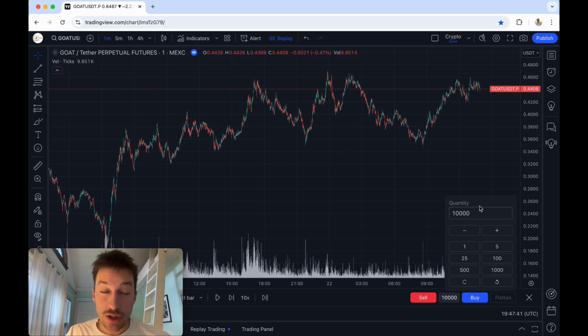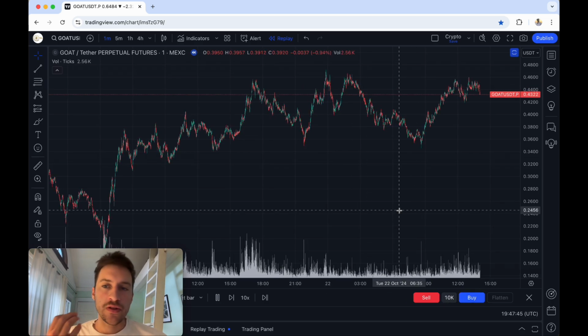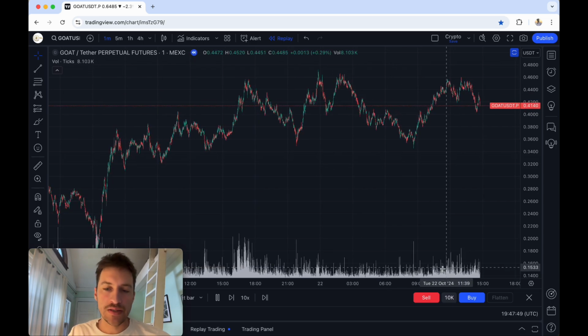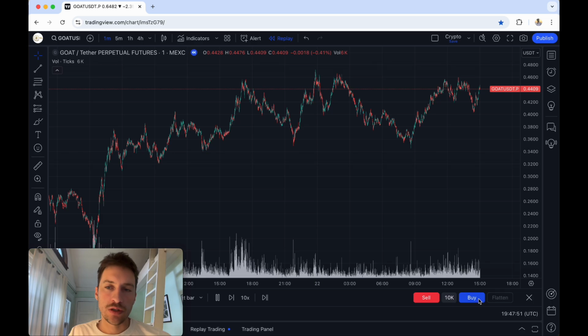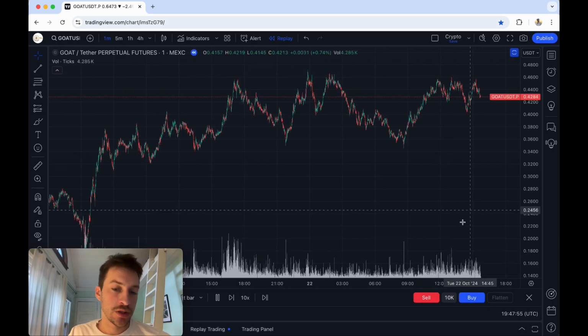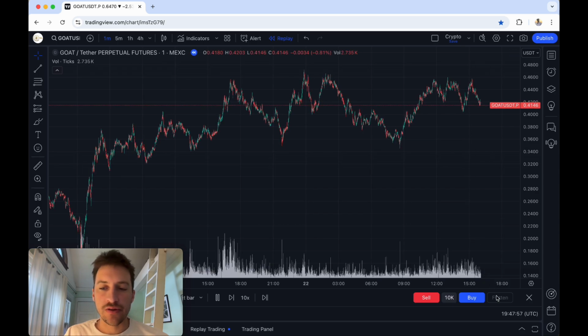So I'm going to quickly show you guys just some example trades and really how this goes. The buttons that you need to be aware of, obviously this is simulated from the past, so I'm going to click short or sell, or long or buy. And that's really going to be it. Then flatten is to close your position.